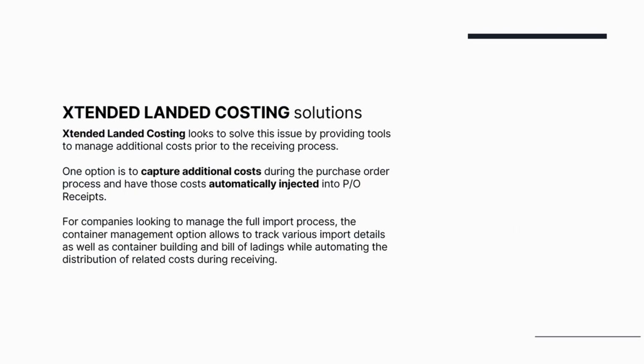Let's move on to our solutions. Extended Landed Costing looks to solve this issue by providing tools to manage additional costs prior to the receiving process. Our first option is to capture additional costs during the purchase order process and have those costs automatically injected into PO receipts. For companies looking to manage the full import process, the container management option allows you to track various import details as well as container building and bill of ladings while automating the distribution of related costs during receiving.